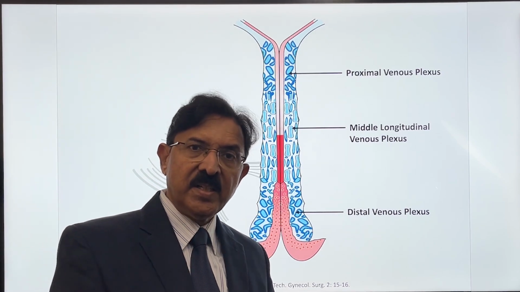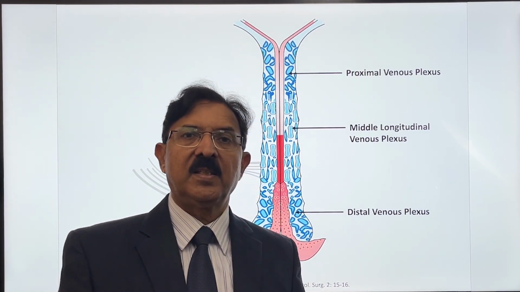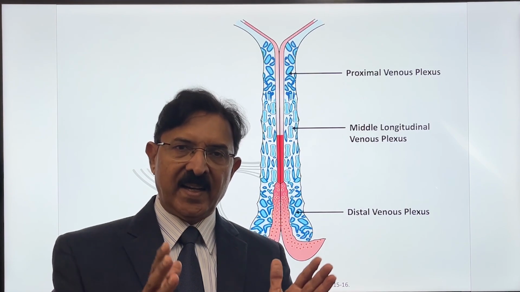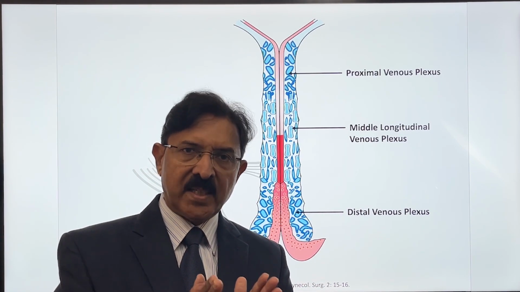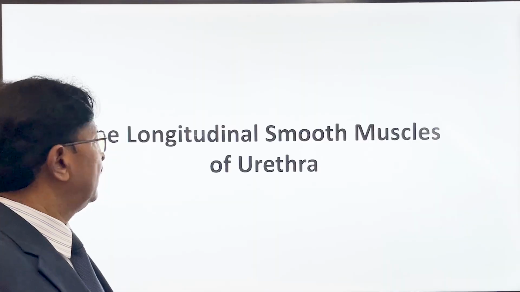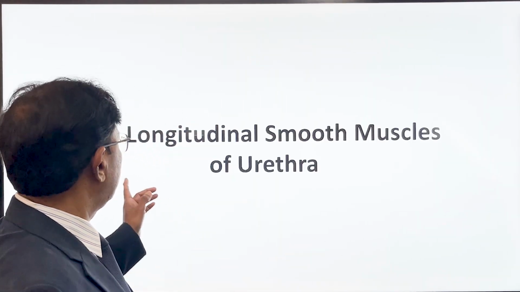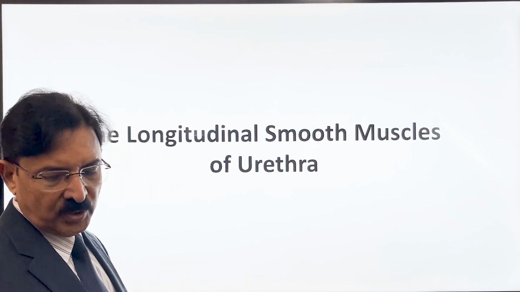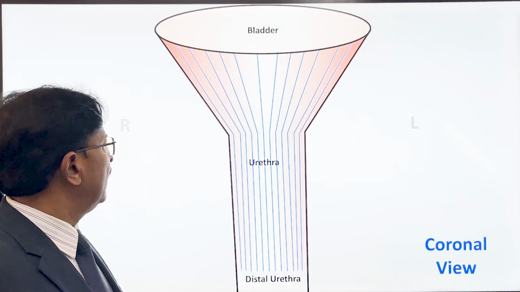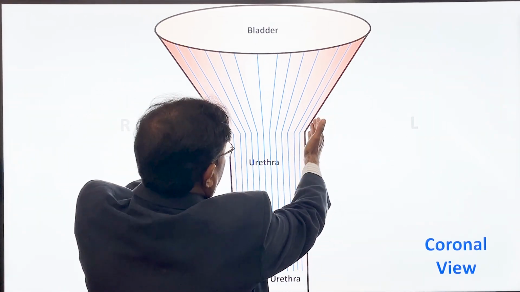When women age and hormone influence is withdrawn, the submucosal venous plexus becomes attenuated, and this capability of occluding the urethra becomes less and much less. Then the third layer outside is the longitudinal smooth muscle of the urethra. Now, if you see this in a coronal view, this is the bladder and this is the urethra.